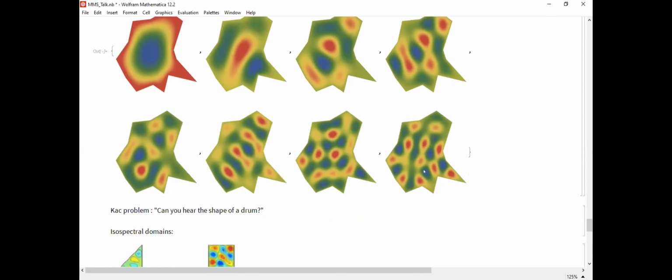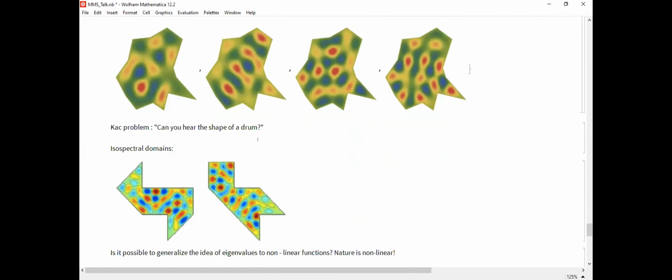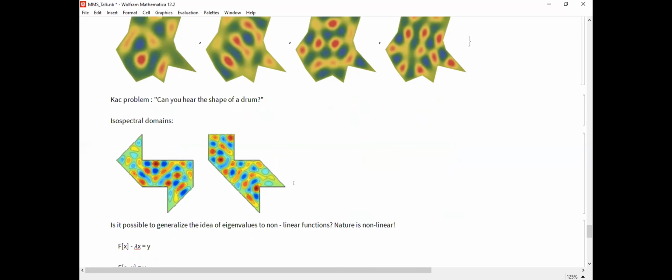Well, actually, no. It turned out later that there are what are called isospectral domains. Okay? There are shapes, such as these two, which are not the same, but which have the same eigenvalues. Okay? And this was obviously quite a novel fact.